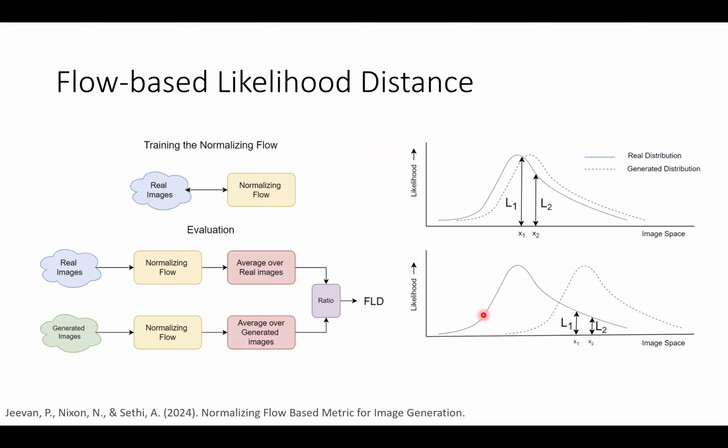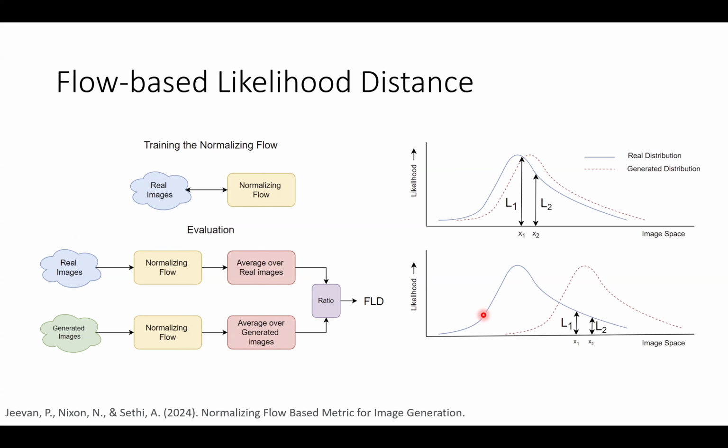Now, training on the generated images is actually quite hard, because the way we normally use these evaluation metrics is within the validation loop. So with every epoch or every few epochs, we get a few generated images, and then we have to train a normalizing flow on that again, which is actually not practical.